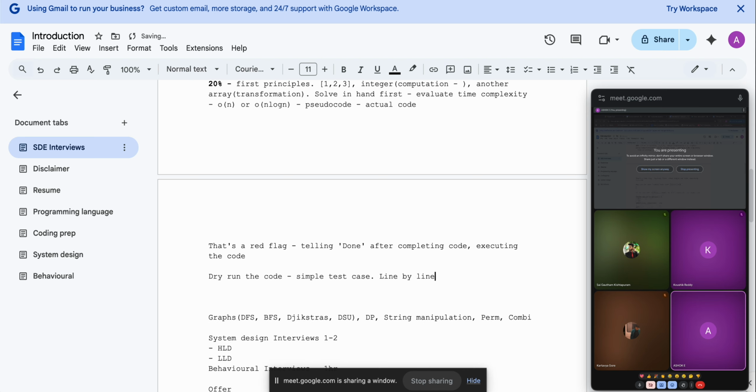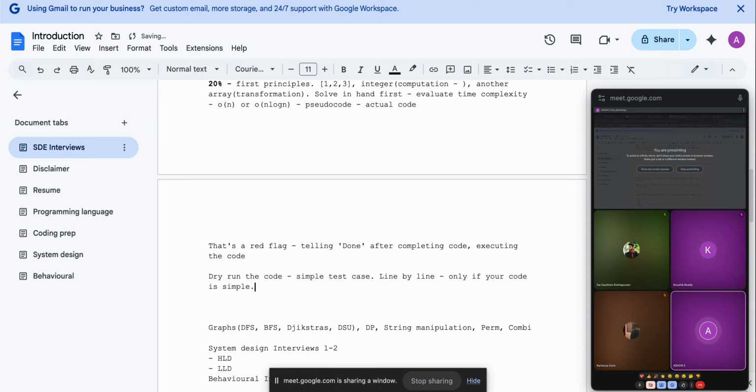When I say line by line, this is important because you can dry run the code line by line only if your code is simple. Say you have written 30 to 40 lines of code, you are not going to dry run it, because once you cross the 10th or 15th line, you are going to run out of time. So whenever you write code, it should be simple enough, within 10 to 15 lines. Your function should not be more than 10 to 15 lines, or at max 25 to 30 lines.